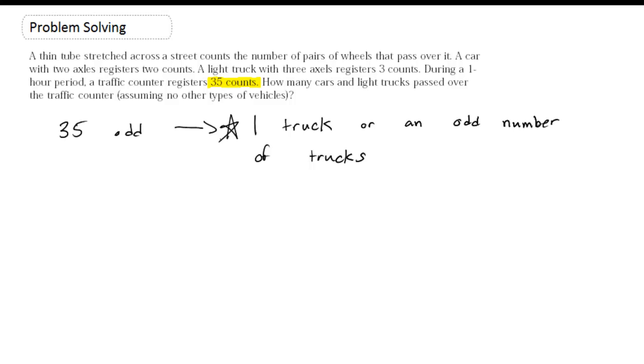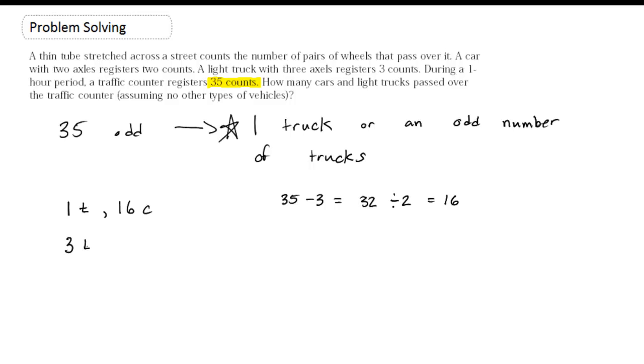That's an even number. All right, so this is going to really help me out now. I can break this down and do all sorts of combinations. So maybe there's only 1 truck, and therefore that is 3 counts. So 35 minus 3 is what? 32. And now the rest are all cars, which count for an even number. So 32 divided by 2 is 16, so 16 cars. I can't have an even number of trucks, so not 2 trucks.